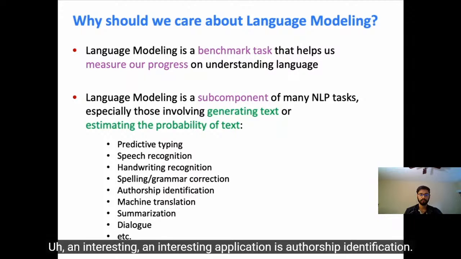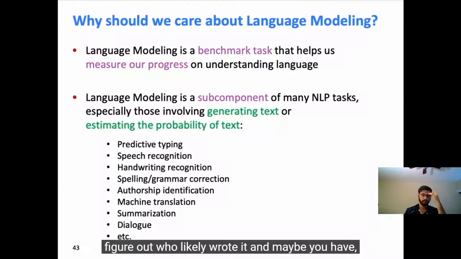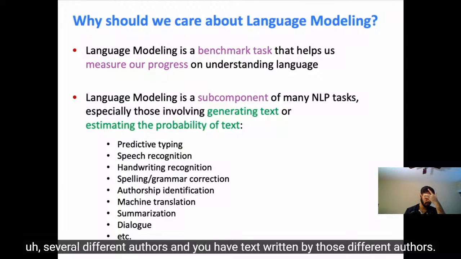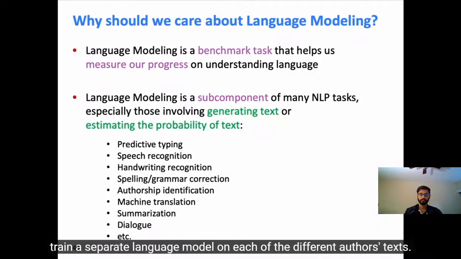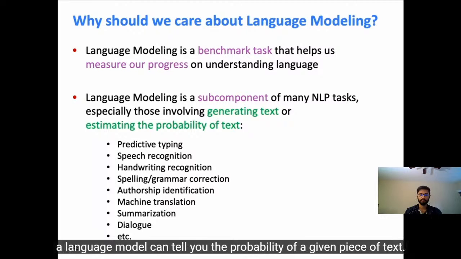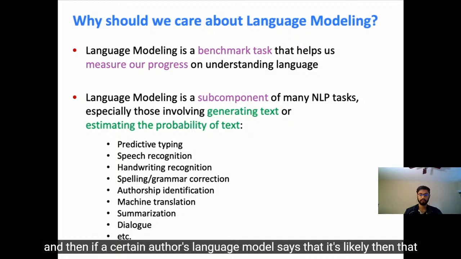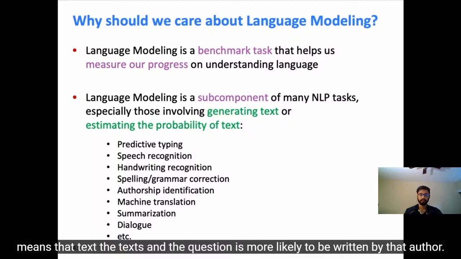An interesting application is authorship identification. Suppose that you have a piece of text and you're trying to figure out who likely wrote it, and maybe you have several different authors and text written by those different authors. You could, for example, train a separate language model on each of the different authors' texts, and then, because a language model can tell you the probability of a given piece of text, you could ask all the different language models how likely the text in question is. If a certain author's language model says that it's likely, then the text in question is more likely to have been written by that author.